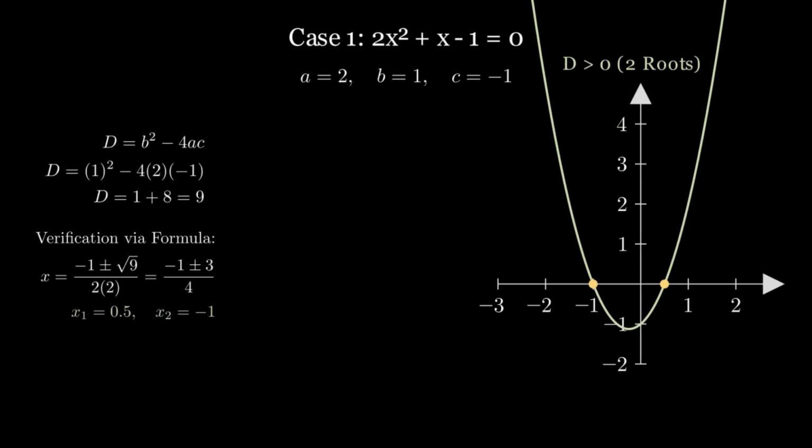If we verify this using the full quadratic formula, we get the values of x as 0.5 and minus 1. Let's look at the graph. On the right, notice the parabola, which cuts right through the x-axis exactly at those two verified points. This tells us that we are getting two unique roots when the value of D is greater than 0.